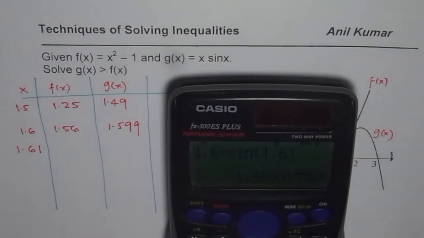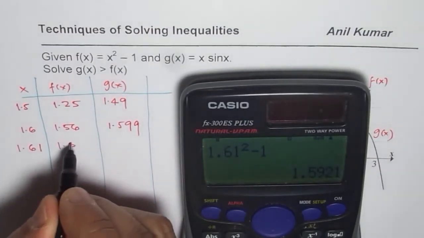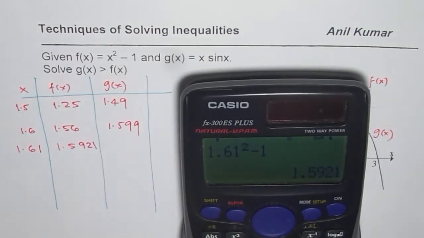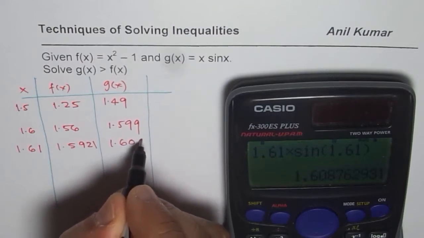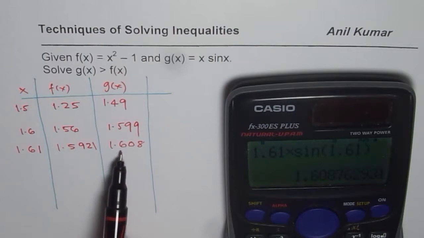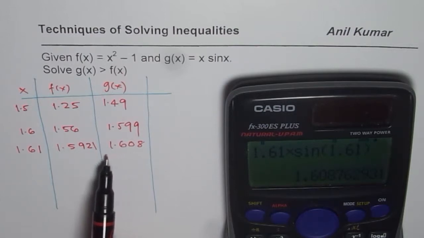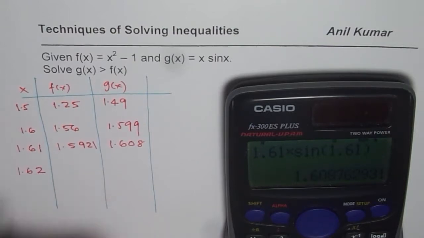Okay, so if I do 1.61 squared minus 1, what do I get? I get 1.5921. On the other hand, 1.61 times sine of 1.61 results in 1.608. So we are still very, very close, and what we see is still that the sine function is higher, right? So we can move still right, right? So let's try the value of 1.62.